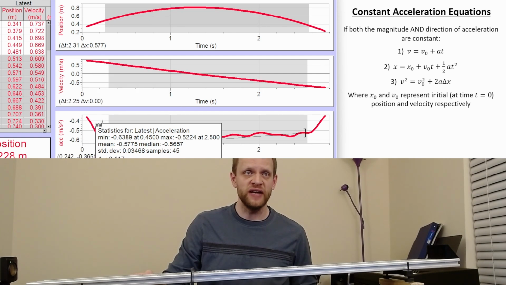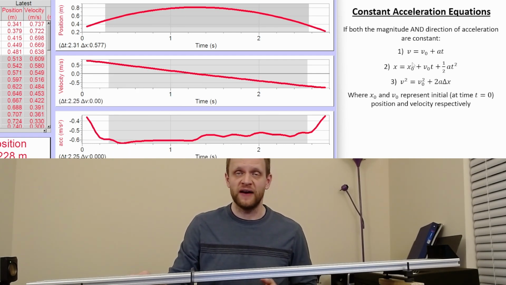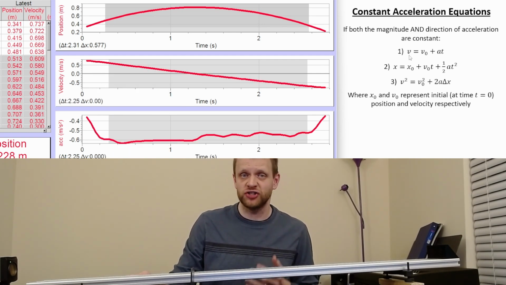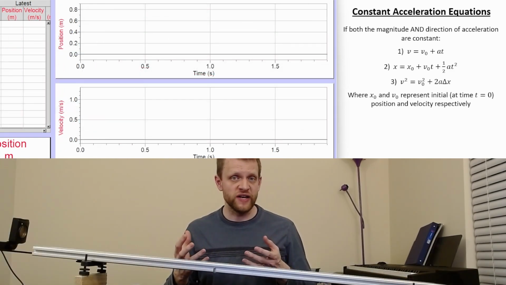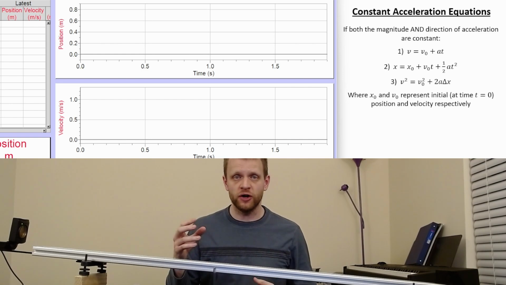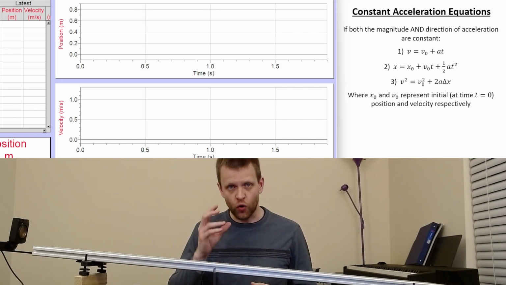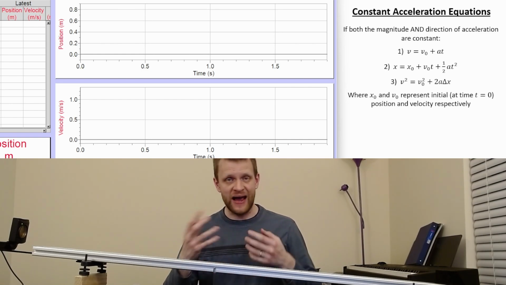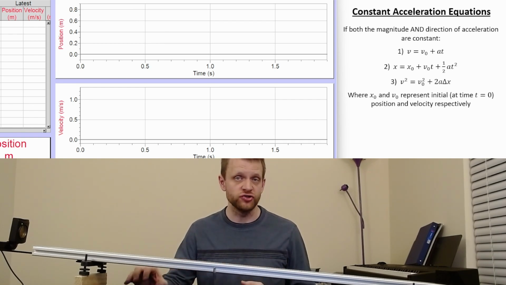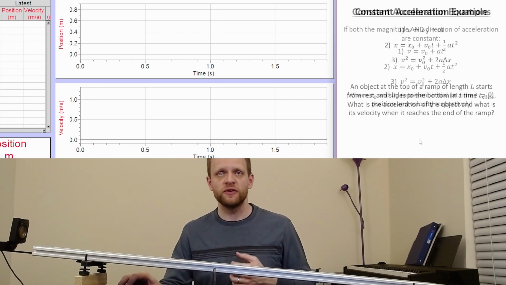So this data supports the fact that we have these constant acceleration equations: the velocity graph should be linear with time, and the position graph should be quadratic with time. So those patterns look great, but let's see if we can use these constant acceleration equations to make quantifiable predictions about how an object will move under certain circumstances. So consider the following case.